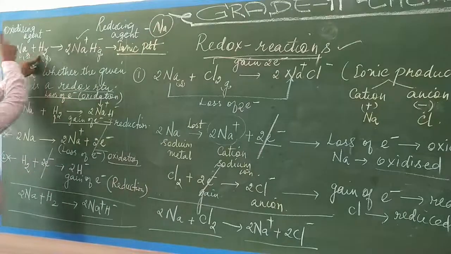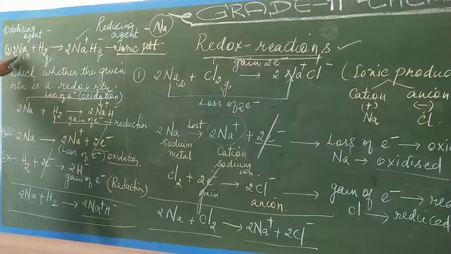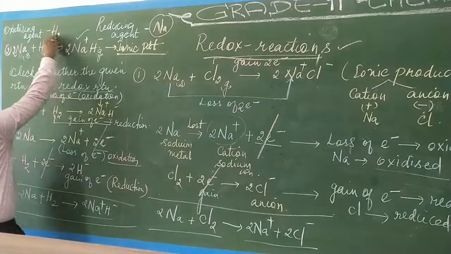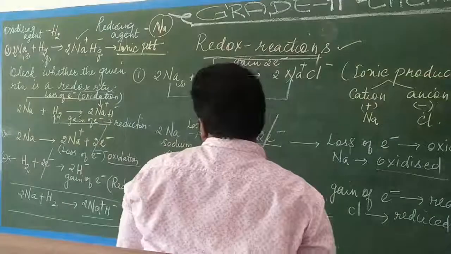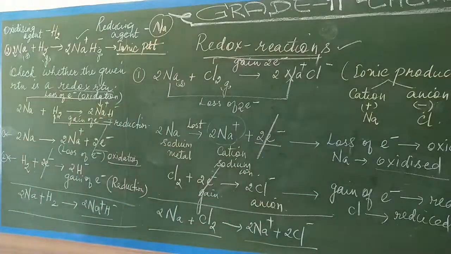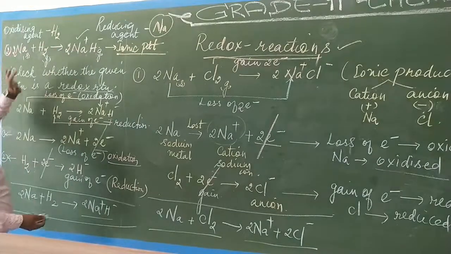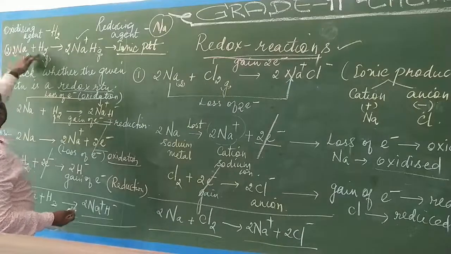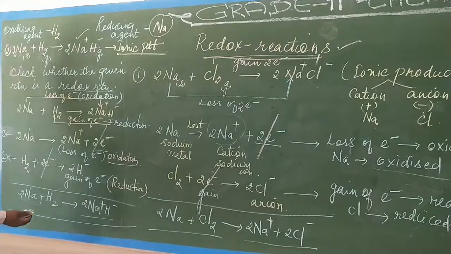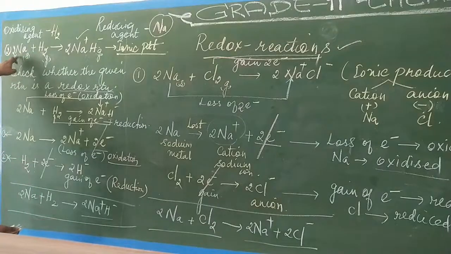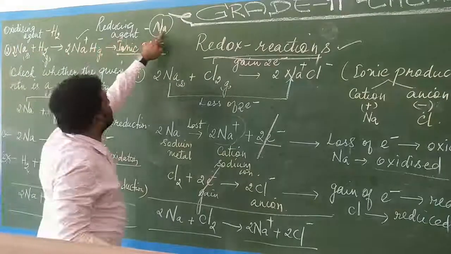Now this hydrogen makes the sodium get oxidized. Therefore this hydrogen is considered to be the oxidizing agent. So the reducing agent is sodium, because this sodium has undergone oxidation, loss of electrons, giving away the 2 electrons. Hydrogen gains those 2 electrons. Sodium is giving away the 2 electrons and this hydrogen is taking away the 2 electrons. So therefore sodium is considered to be the reducing agent.